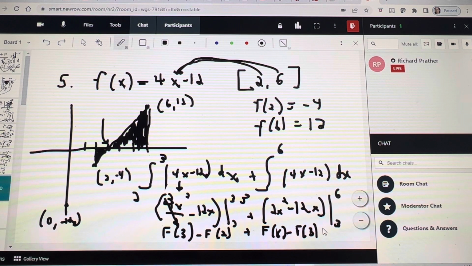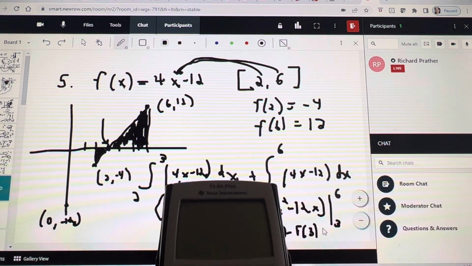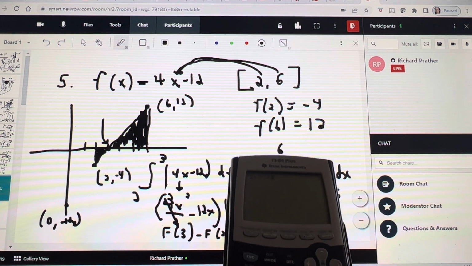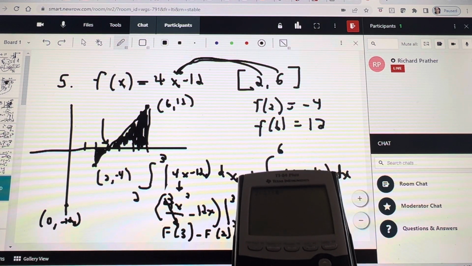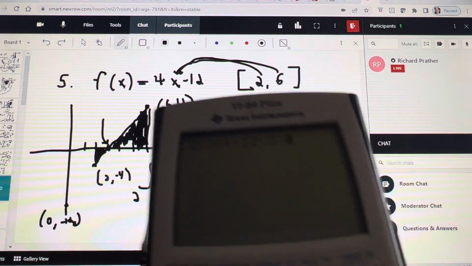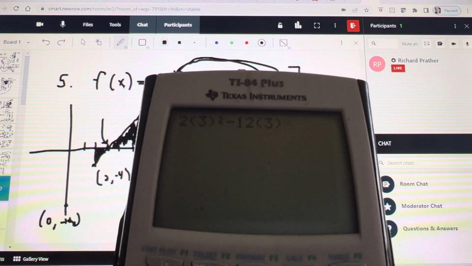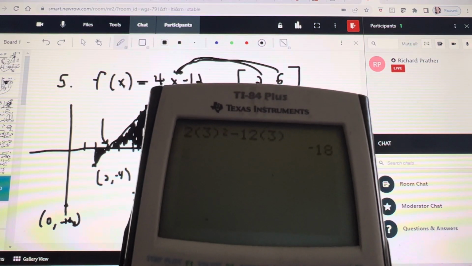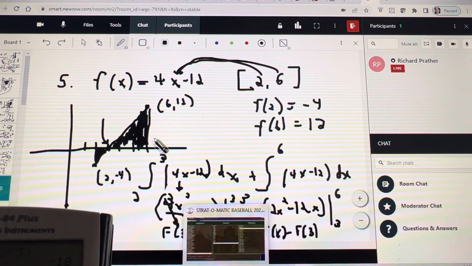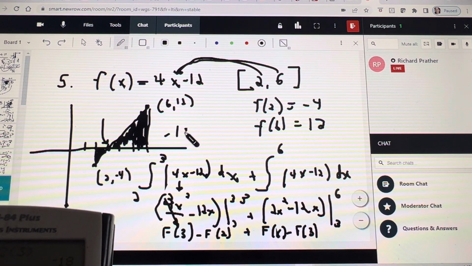There it goes, okay. So 2x squared minus 12x, if I do 2 times 3 squared minus 12 times 3, this much right here, that's big F of 3. It's negative 18. I'll write this up here, negative 18. That was big F of 3.